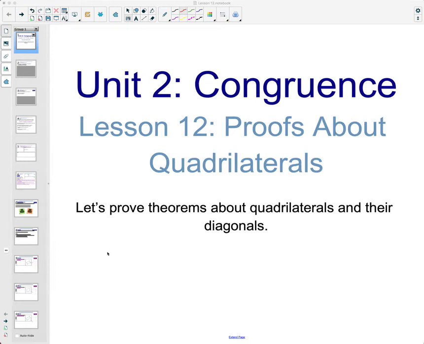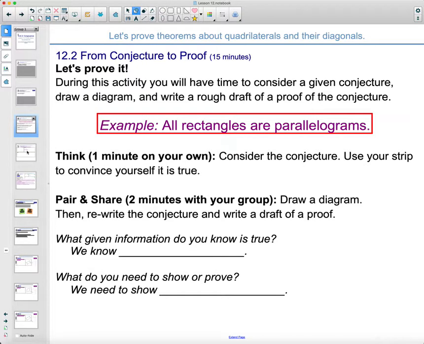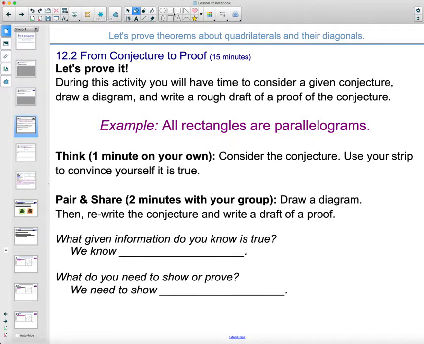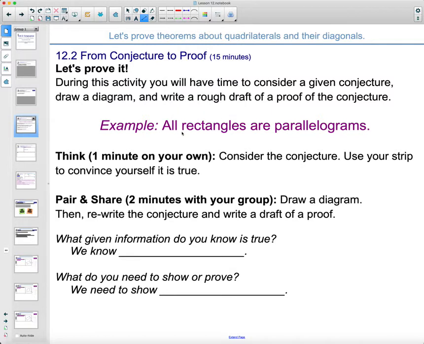In lesson 12, we're going to look at a couple of proofs about quadrilaterals. So first thing that we're going to look at is this example that all rectangles are parallelograms. And so what you want to do here when you're trying to prove a conjecture, something that we think is going to be true in all cases, you want to figure out what it is that you're starting with and what you're trying to show. So what do you have and what are you trying to prove?